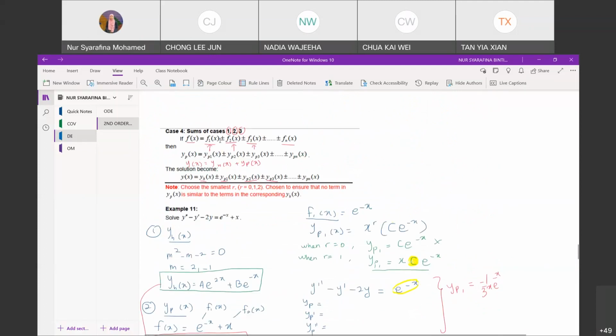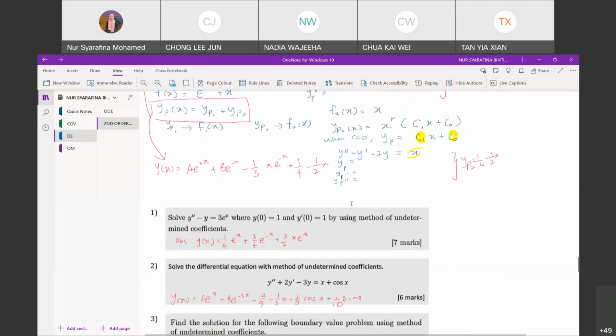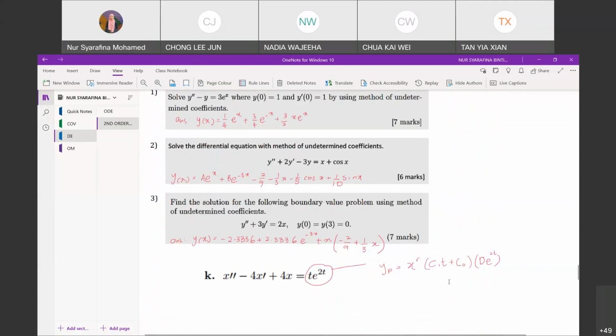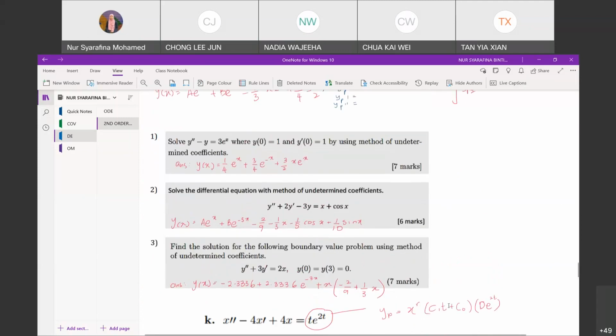Earlier it was just about addition and subtraction. Now we have a multiplication. So you just multiply both general forms and identify the yP. So this type of equation comes from your tutorial. Okay, so you can proceed.